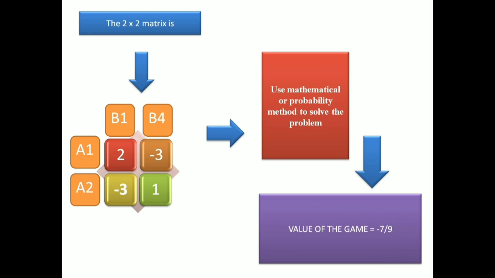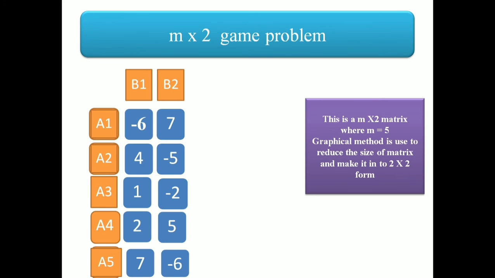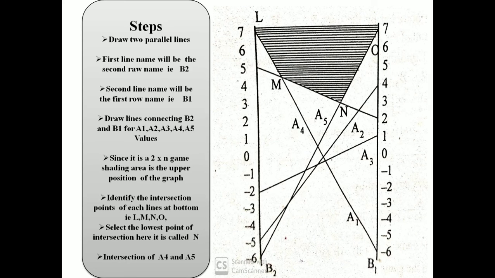Let us move to the second type of game problem. This is the M into 2 game problem. Here there will be 2 columns and 5 rows. Here M is equal to 5, and 5 rows and 2 columns are there. So you can use the graphical method to solve this particular game problem. Let us see what is going to happen in this situation.